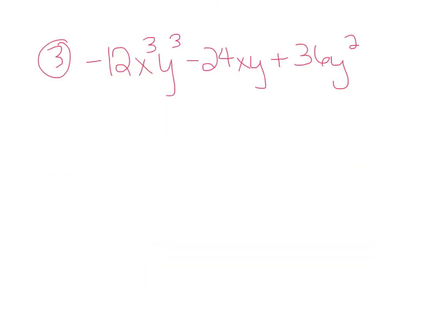So we have negative 12x to the third y to the third, minus 24xy, plus 36y to the second. So look at numbers first. 12, 24, and 36. What is the largest number that will go into those three? And it's 12. But remember, we have a leading negative, so we're going to factor out a negative 12. That's like dividing everything by negative 12.